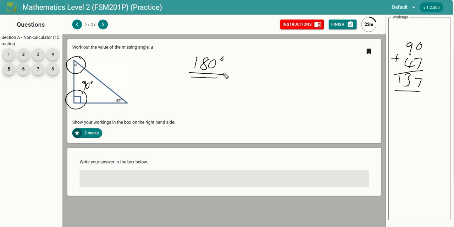So what is the difference between 180 and 137? Well, 180 minus 137. 0 minus 7 can't be done, so 8 becomes 7. 0 becomes 10. 10 take away 7 is 3. 7 minus 3 is 4. 1 minus 1 is 0, but of course the 0 at the front isn't useful. So the answer is 43 degrees.